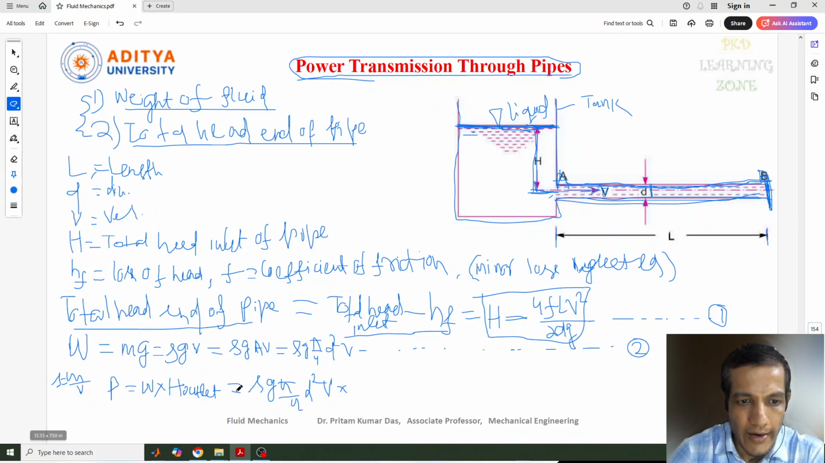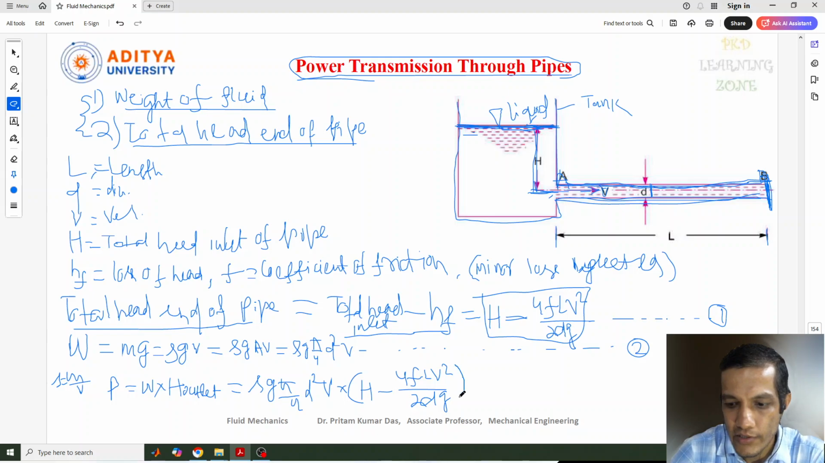This is W, and H outlet equals, we can write in a bracket, because two terms are there. One is H, the total head at the inlet, and one is the head loss, that is 4FLV square by 2dg. Bracket close. This much is in watts, or if you want to write it in kilowatts, just divide by 1000.